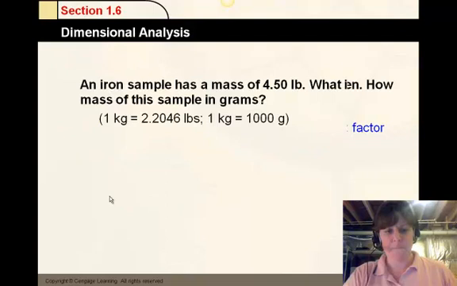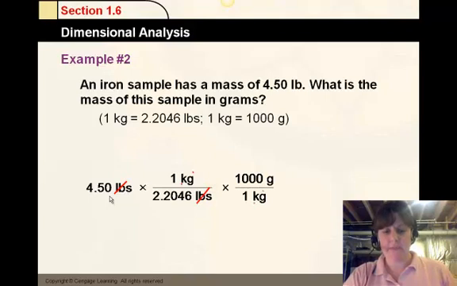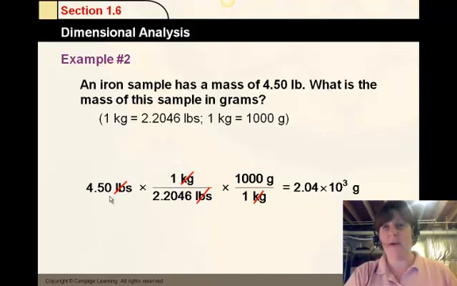Here's another example. What's the mass of the sample in grams? Okay, there's the 4.50 pounds. We use the conversion factor. Notice the units canceling. We don't have grams yet. We have kilograms. So we must keep going. Notice placing the units so they're going to cancel again. And this time we have to have three significant figures because of the number 4.50. We do not round using 2.2046 or the 1,000 grams. So 2.04 times 10 to the 3. Okay, 3 sig figs.